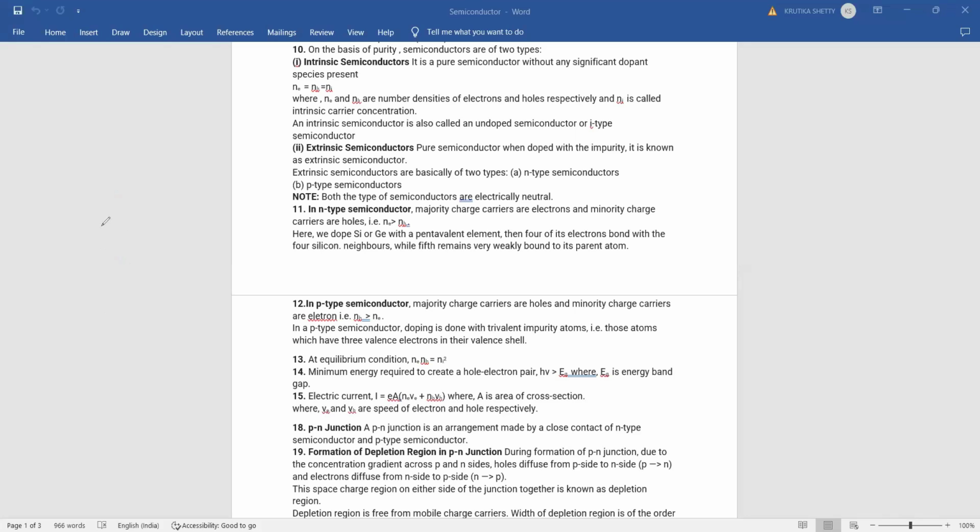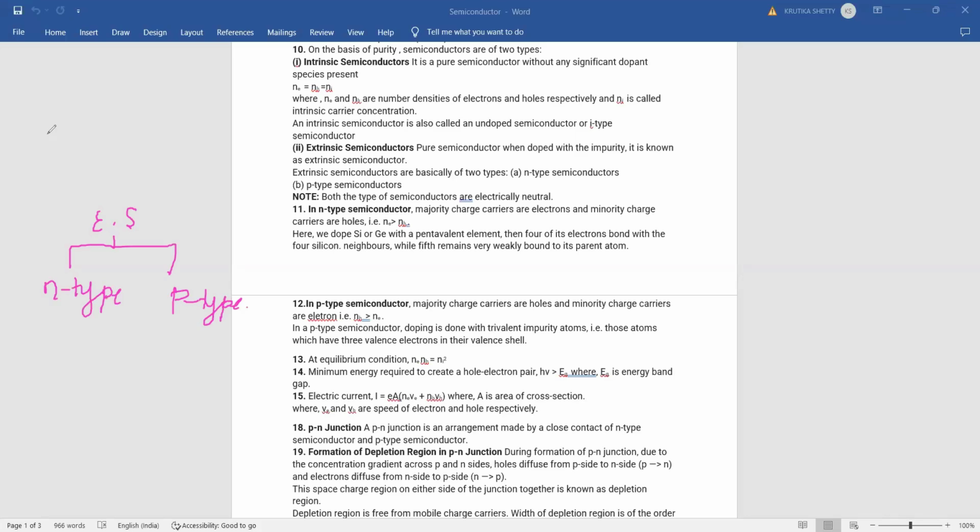Now, after understanding the types of the semiconductors based on their purity, we are going to define the extrinsic semiconductors. Again, in extrinsic semiconductors, we have two types. What are the two types? That is based on the impurities, meaning which type of impurities you are adding to these semiconductors. We are dividing it into two types. One is N-type semiconductor and one is the P-type semiconductor.